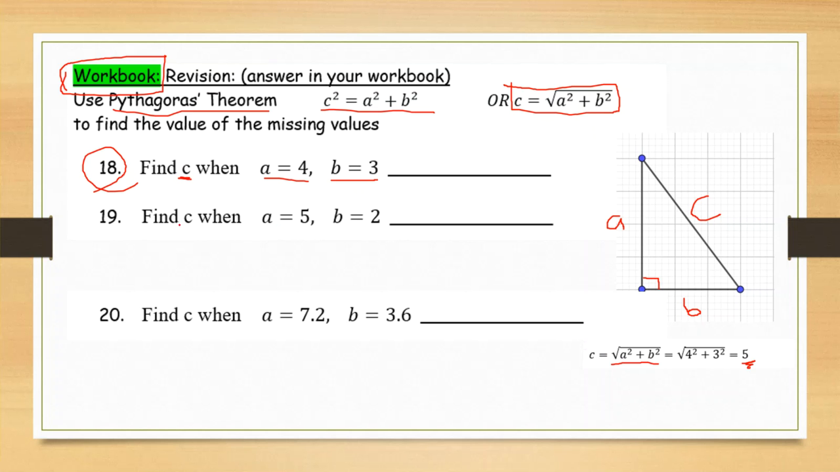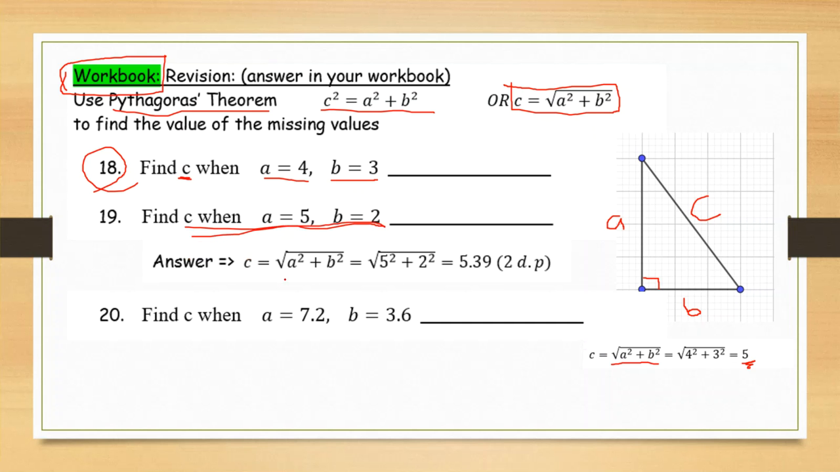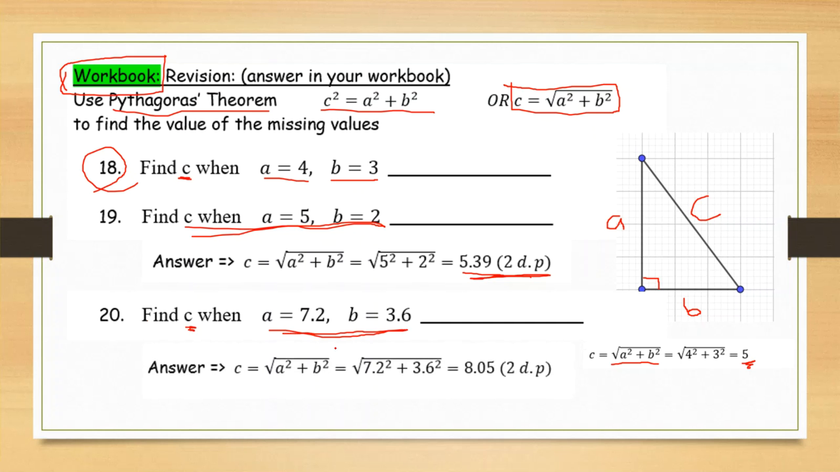So find C when a equals 5 and b equals 2. Same thing. Square root of 5 squared plus 2 squared, which is 5.39 to 2 decimal places. And then for question 20, find C. We've got decimals this time, but it's the same process. 7.2 squared plus 3.6 squared. So we get 8.05 to 2 decimal places.